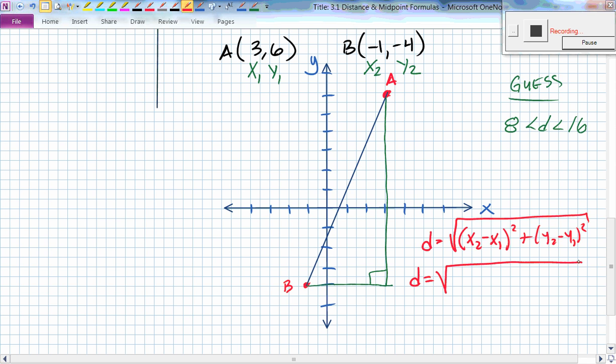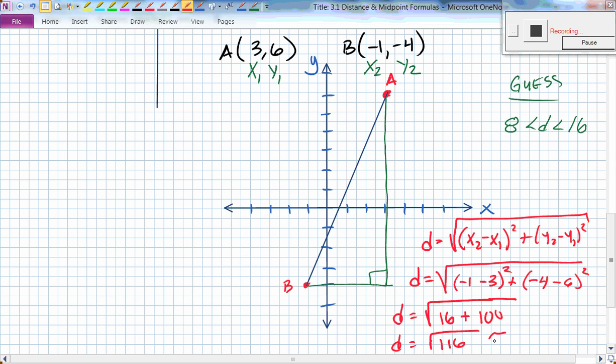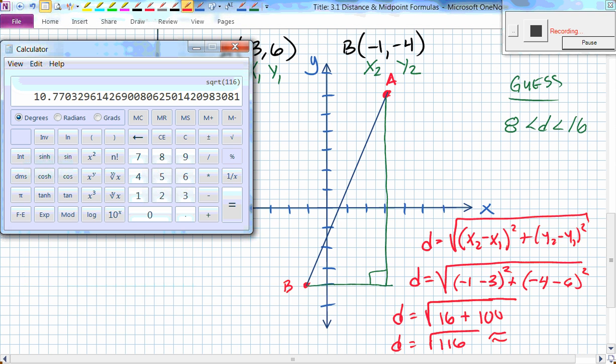So what is the value of x2? You labeled it. What is it? -1. Good. Minus, what's the value of x1? 3. Good. And what do we do with all this stuff? Square it. Good. Add that. What's the value of y2? -4. Minus, what's the value of y1? 6. And what do we do with all this stuff? Square it. Good. Distance is the square root of, this is -4 squared. How much is that? 16 plus, what's -4 minus 6? 10 squared is 100. So I'm looking at the square root of 116, which is approximately, on my calculator here, 10.8.